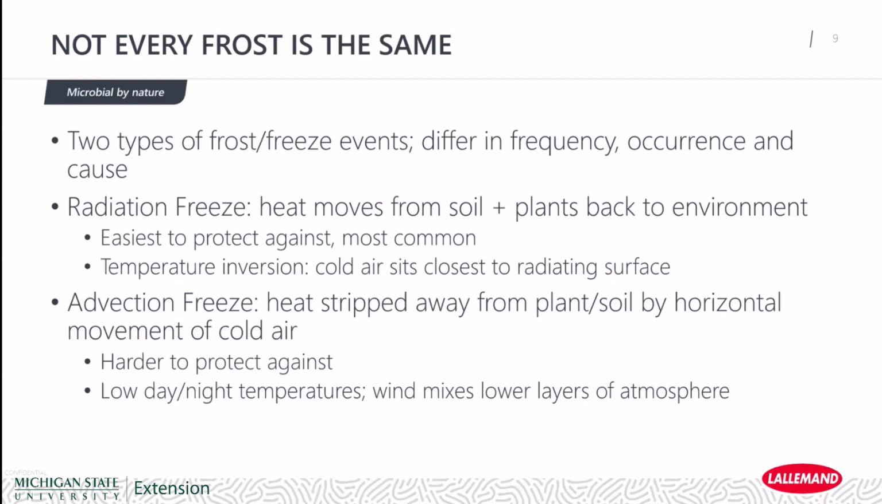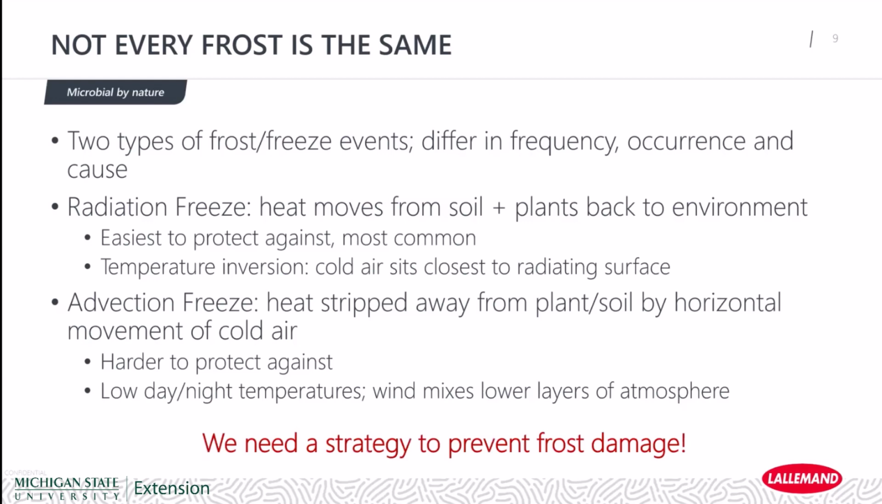Unfortunately, we do struggle a bit to control these advection freeze events. They're not easy to control. And typically, most of the protection mechanisms we have to mitigate frost damage are rather ineffective against things like advection freezes. A common example of this is a wind machine. A wind machine is great for radiation freezes, but when you have those really high winds coming in, bringing the cold air, the wind machine is just really no match for Mother Nature.